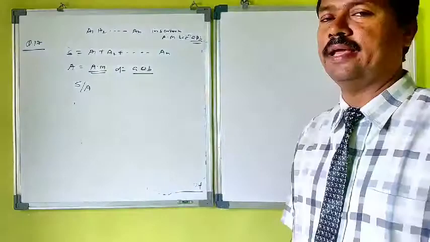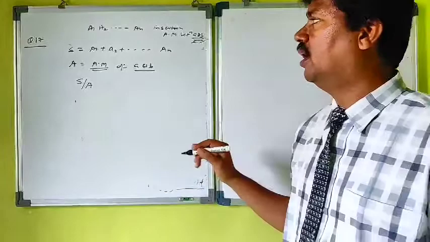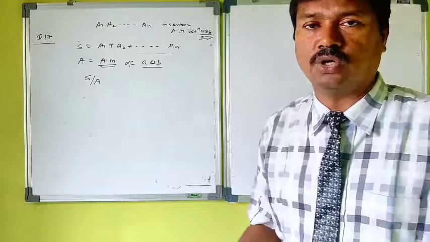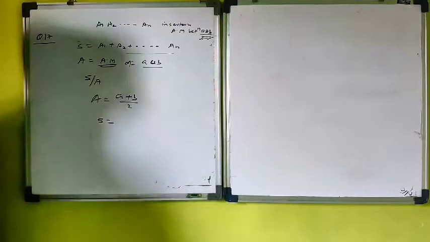Yes, so the next question, number 17. It is mentioned in the sum that a1, a2, up to an are the n arithmetic means which are inserted between a and b. And S is the sum of all those, and A is the arithmetic mean of a and b. What is S by A? What does S upon A depend on? That is the question here. So let us clear it from this. First of all, A is a plus b upon 2. And S is nothing but the number of terms into the middle term, or average.